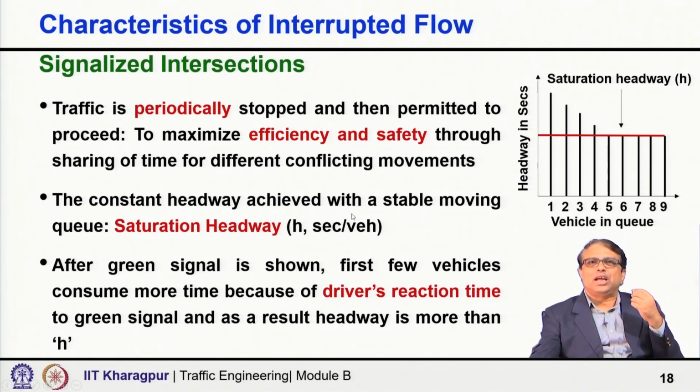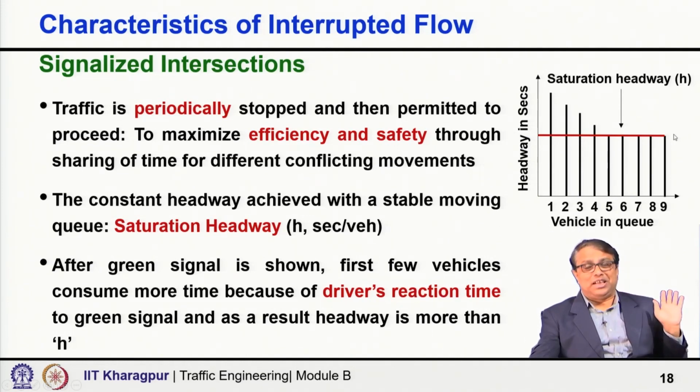Now, the constant headway achieved with a stable moving Q is called the saturation headway. That means, once the signal becomes green, you will find in a homogeneous, perfectly disciplined condition first vehicle to second vehicle time gap will be quite high, second to third, third to fourth, fourth to fifth. After a few vehicles, you are almost going to get it constant. That is the steady state, assuming that enough vehicles got accumulated during the red time. So, there is continuous demand, then you will get discharge like this. Now, this constant headway is called the saturation headway.